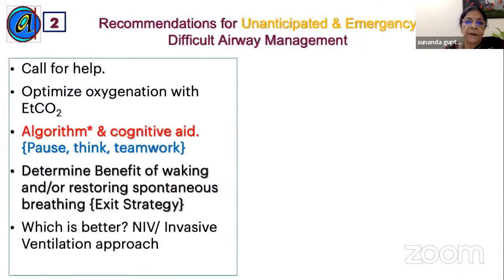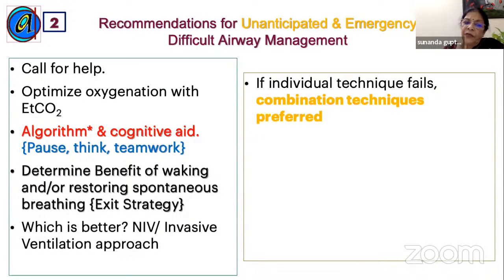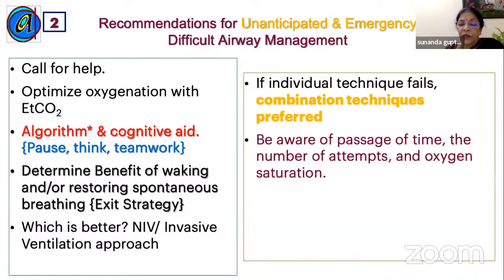Now we come to the second scenario wherein there is unanticipated and emergency difficult airway management. Apart from all the guideline steps which I discussed early on, if you follow these steps, you will not land up with this unanticipated difficult airway in most of the cases. So you need to call for help, optimize oxygenation, and remember, algorithms specific to your institute should be available with cognitive aids. Determine whether you need to wake up the patient or continue with surgery. And what is better, a non-invasive method or an invasive ventilatory approach? If any of these techniques fail, you need to have some combination of techniques.